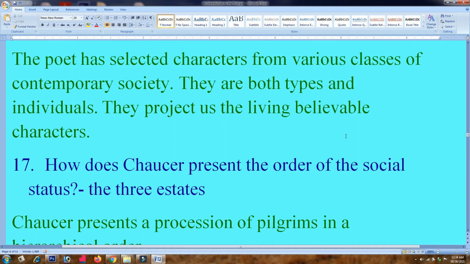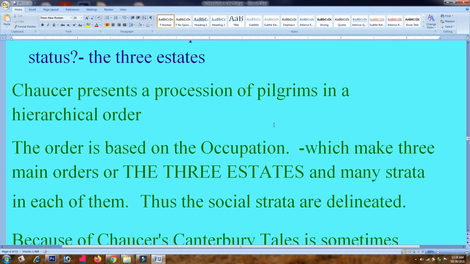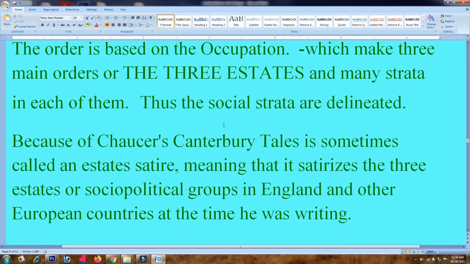How does Chaucer present the order of the social status, the 3 estates? Chaucer presents a procession of pilgrims in a hierarchical order. The order is based on the occupation, which makes the 3 main orders of the 3 estates, and many strata in each of them. Thus, the social strata are delineated.